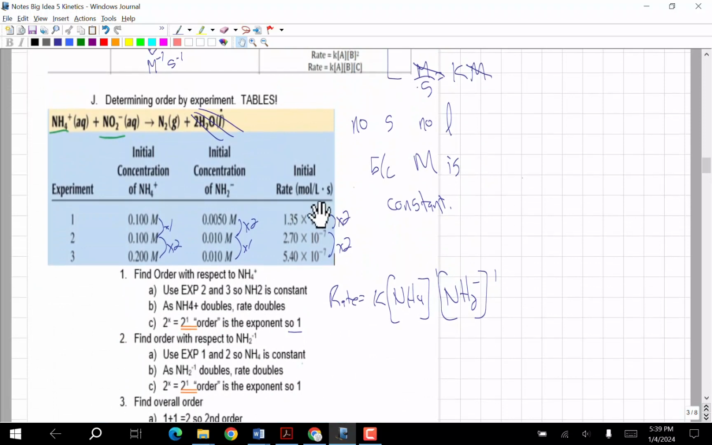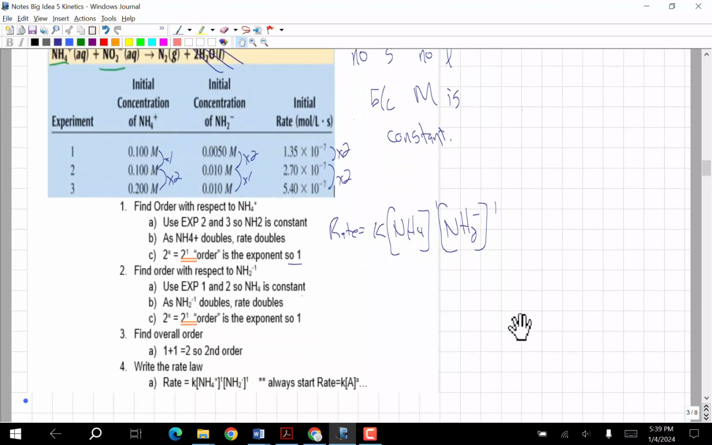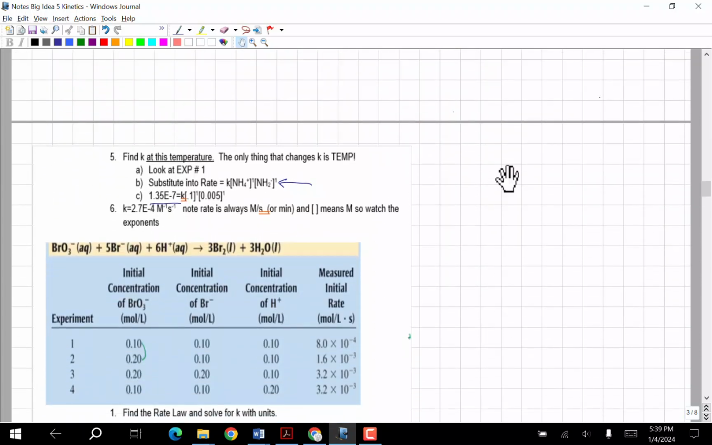The rate is 1.35 times 10 to the negative 7. This is NH4 positive. This is NO2 negative. I just plugged it in. Substitute the rate value from the table, K, 0.1 to the 1, 0.005 to the 1. Do the math. And K equals 2.7 E negative 4, molarity negative 1 seconds negative 1. Note, rate is always molarities per second, and brackets means molarity. So watch your exponents. Let's do another.